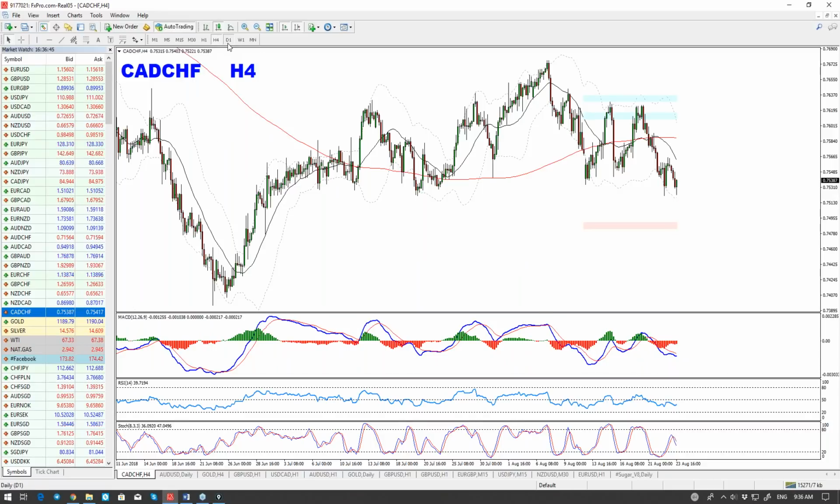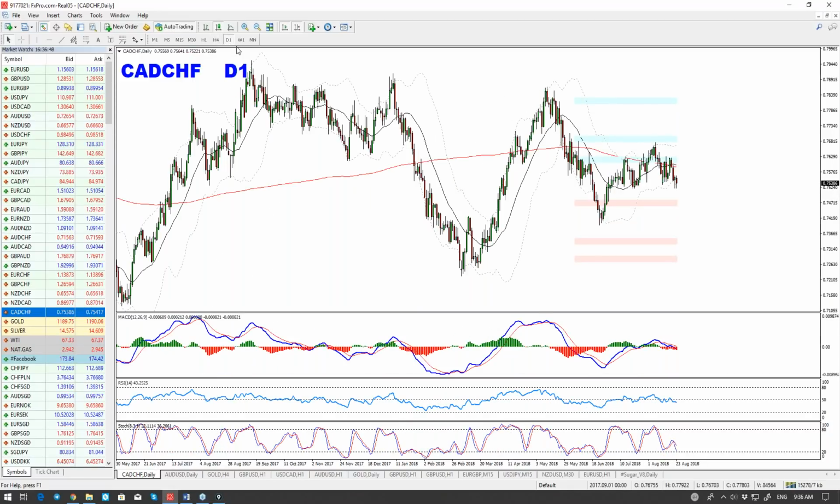But for longer run, the last divergence on a daily is still bearish. Therefore, it doesn't make any sense to buy yet. Okay, just wanted to explain that because there was several questions I got about this pair.